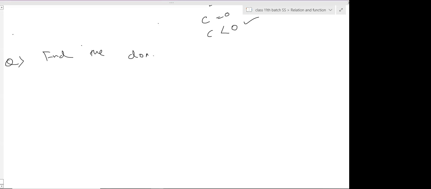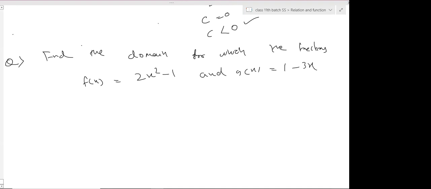Find the domain for which the functions f of x equals 2x square minus 1 and g of x equals 1 minus 3x are equal. All right, this is the question. So we just have to find the domain, right? Yes, okay, sir.